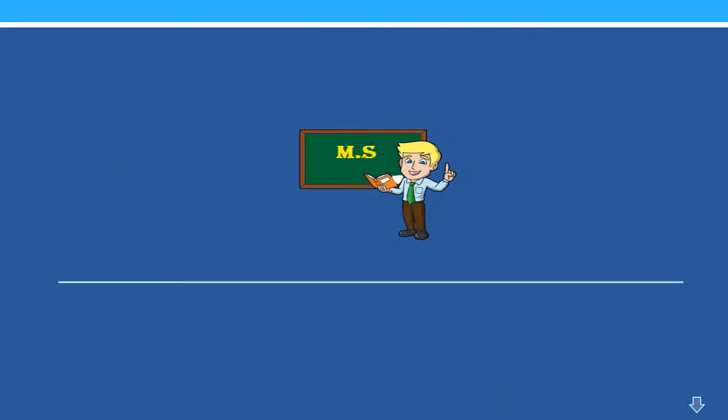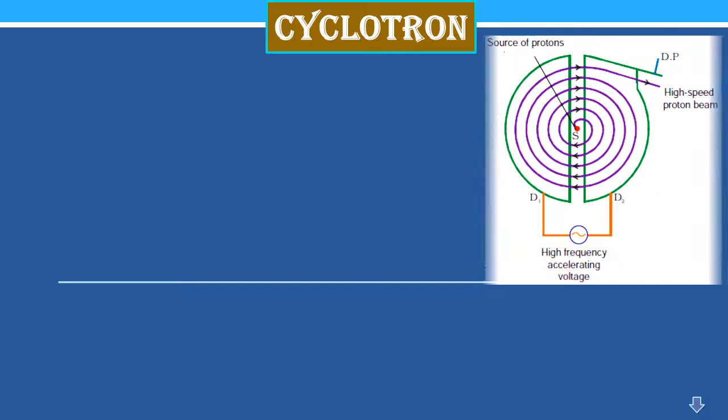First of all, let's see about the cyclotron. Cyclotron is a device used to accelerate charged particles to gain large kinetic energy. It is also called a high energy accelerator. It was invented by Lawrence and Livingston in the year 1934. This is the device, the cyclotron.